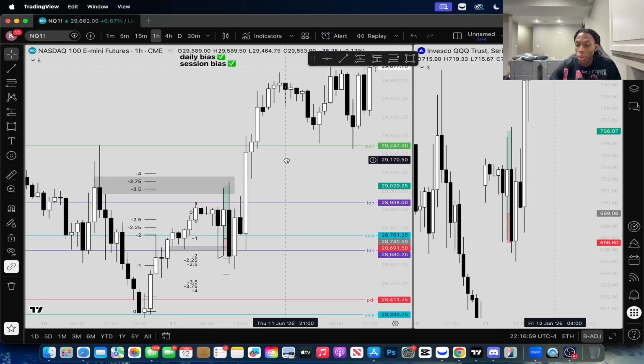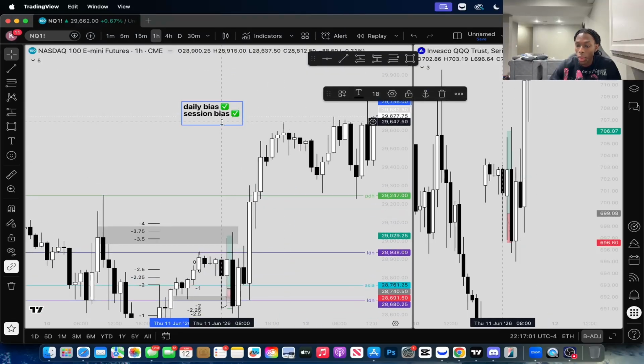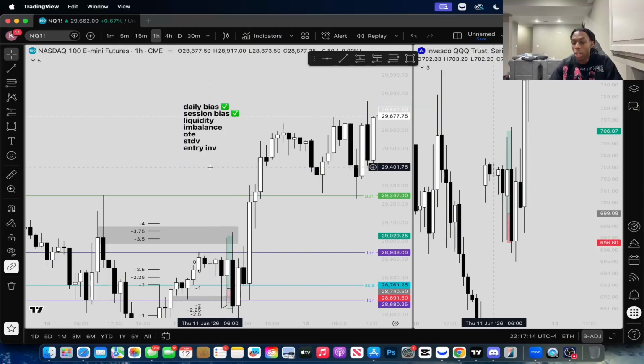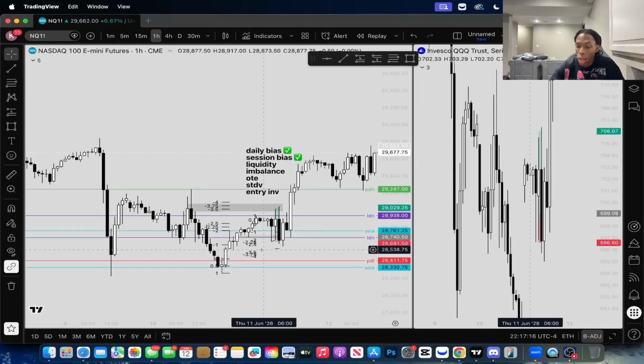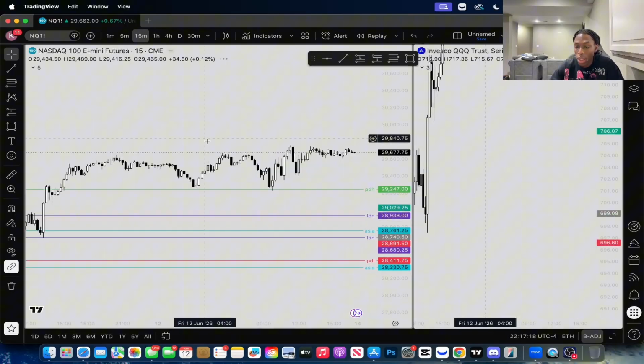Next thing I'm looking for is liquidity. I'm looking for imbalance. I'm looking for OTE and standard deviation and entry inversion. Okay, for liquidity, right? What I wanted to see was us tap into London low, right?